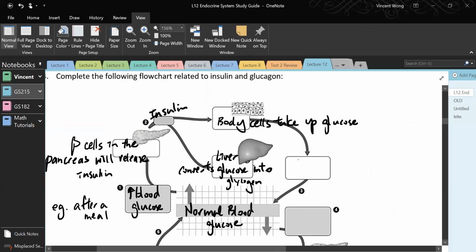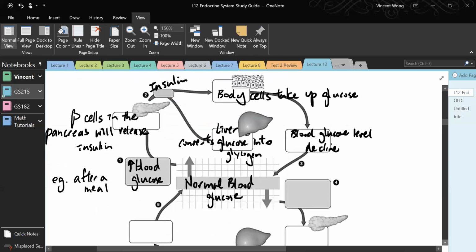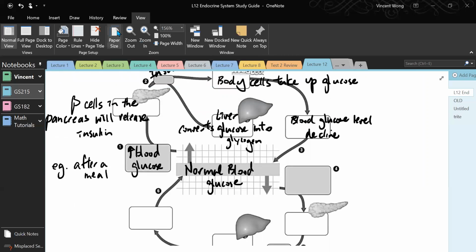And collectively, these would cause the blood glucose level to decline, which is what you want because you had too much at the beginning, right? So through the action of taking it up from the blood into the body cells, as well as converting the extra into glycogen, we remove the excess glucose from the blood.